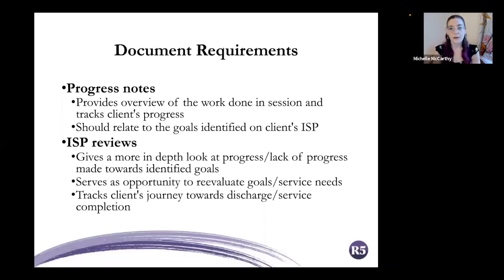What progress has been made? How is the client still struggling? And then it also serves as an opportunity to reevaluate the goals and objectives that we initially made or last updated. Sometimes we may want to look at the goals and change some goals or add new goals. So essentially, the treatment plan reviews are going to be tracking the client's journey towards meeting their goals, which means ultimately their journey towards discharge.